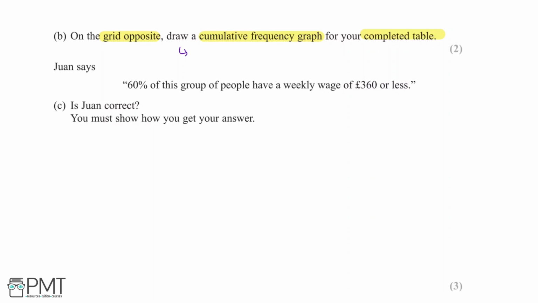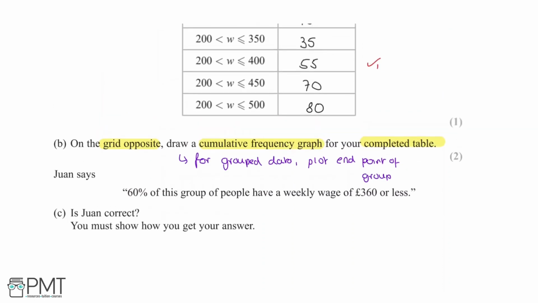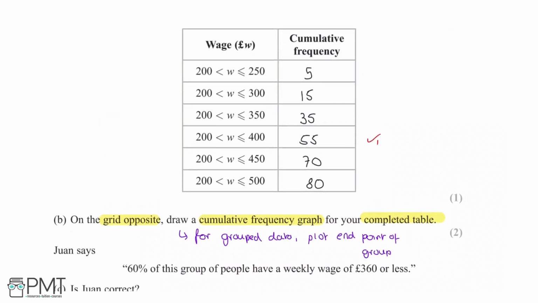For grouped data, plot the endpoint of the group. What this means is, because our data is given as a range, we're not given strict data points. It's between 200 and 250, so we're going to plot the data for 250. All we need to do is take this table and transfer it to our graph. So the first point is going to be 250 pounds and a cumulative frequency of 5.